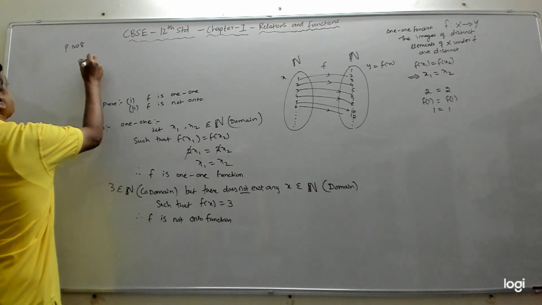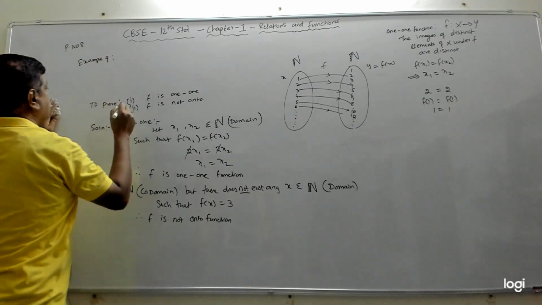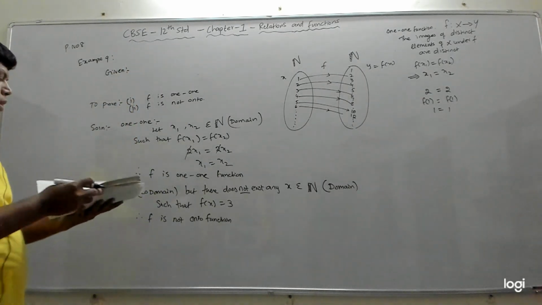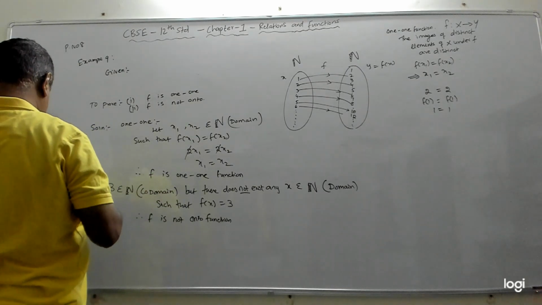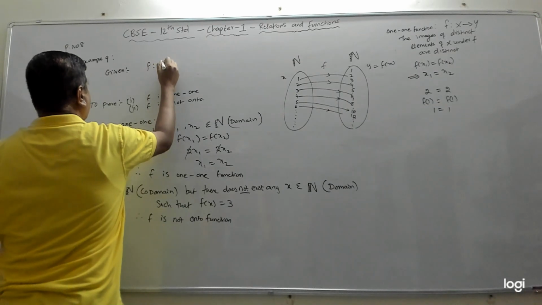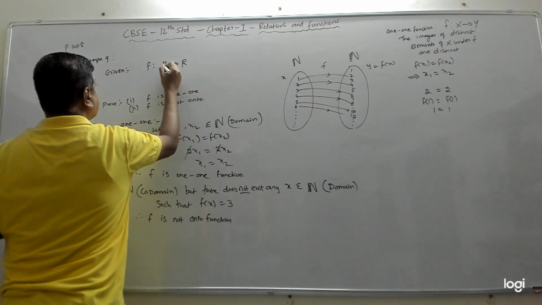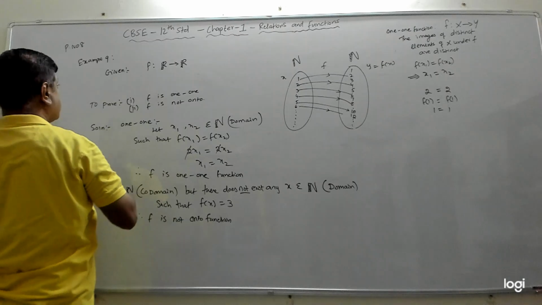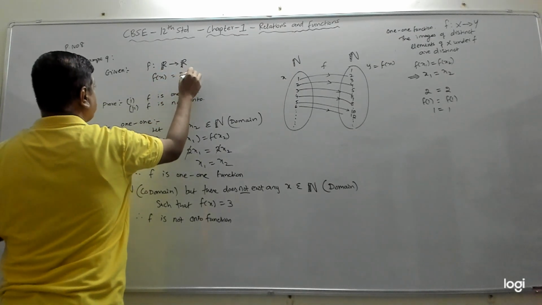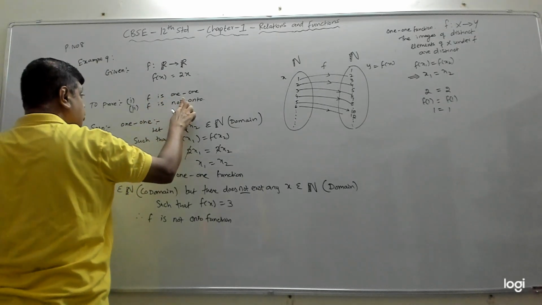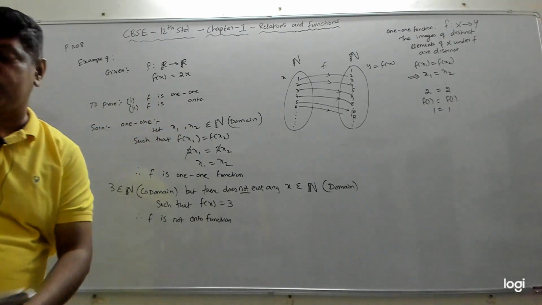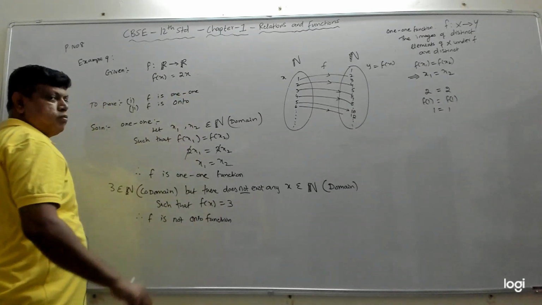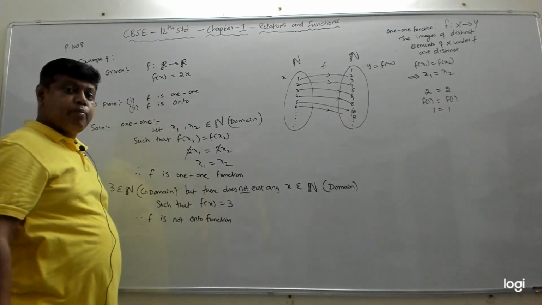So example 9. What is given in example 9? f is a function from R to R, where R is the set of all real numbers, given by f of x equal to 2x, the same function as the previous problem. We have to show that f is 1 to 1, and we also should show that f is onto. If a function is 1 to 1 and onto, it is also called a bijective function.